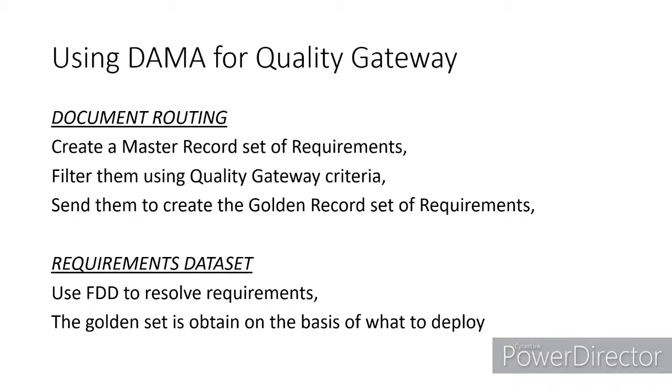So imagine you have the same cluster set of requirements. You transform the cluster set of requirements using a deep learning algorithm into a master record set of requirements, which is clean and filtered using quality gateway criteria. You send them to create the golden record set of requirements, which are finally used. The requirements dataset will consist of feature-driven development requirements, which is used to resolve the requirements into the sub-hierarchy. The golden set is obtained based on what to deploy finally.